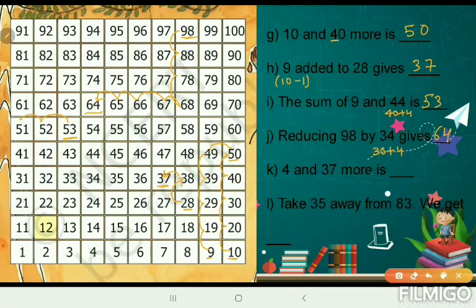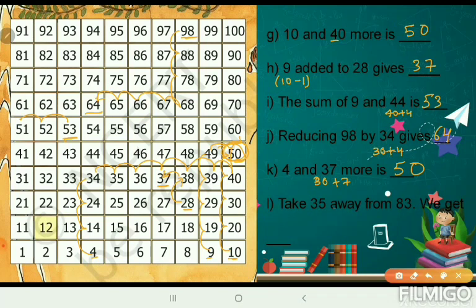4 and 37 more is: to 4 I'm adding 37, means 30 plus 7. So I'm adding 30, steps up first, to 4. 4 is here, 30 steps. 1, 2, 3. 3 steps for 30 and then plus 7. 7 forward. 1, 2, 3, 4, 5, 6, 7. So where did I reach? I reached 50.